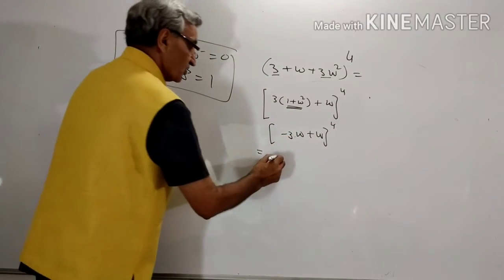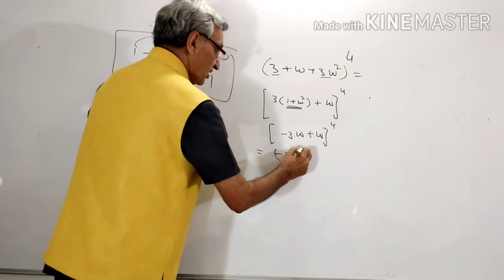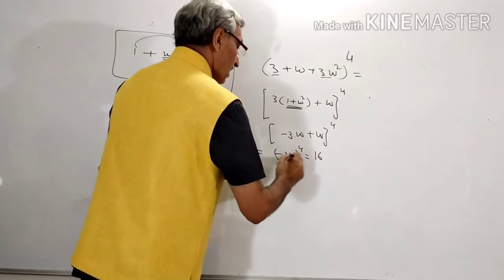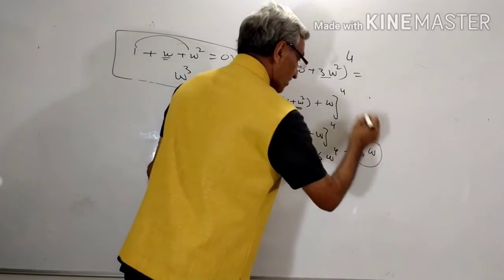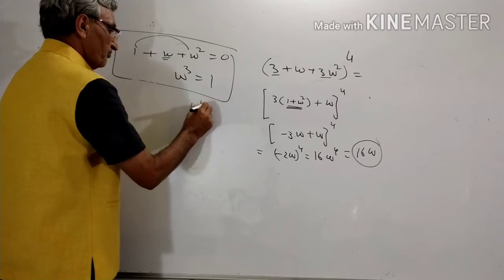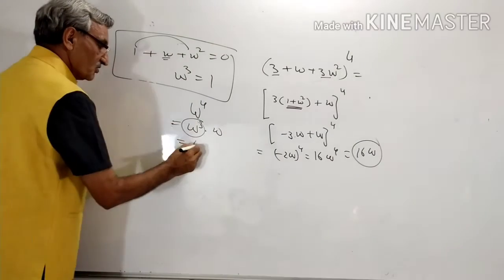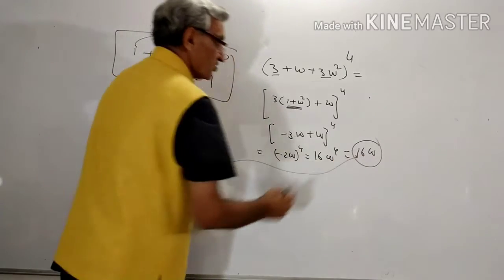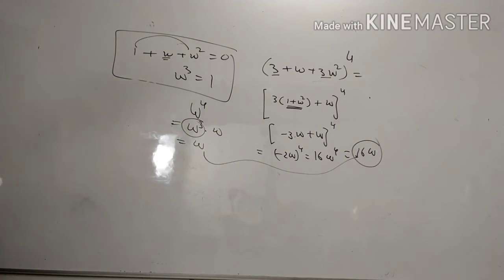It is equal to (minus 2 omega) raised to the power 4, which is 16 and omega raised to the power 4. And omega raised to the power 4 is equal to what? Omega raised to the power 4 can be written as omega cube into omega, which is omega. So the answer is 16 omega. This is the one question to go.